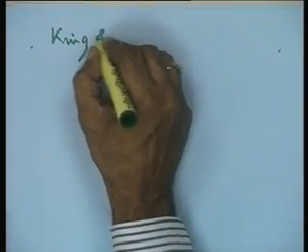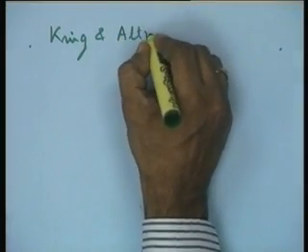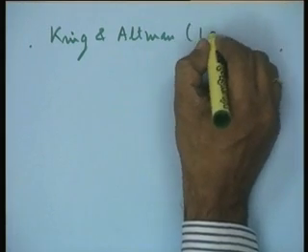Now, before I give you the rate expression for these different mechanisms, I would like to introduce you to a simplified methodology for writing a rate expression under the steady state hypothesis, of course, where the steady state hypothesis is valid. The method was proposed by King and Altman way back in 1956.